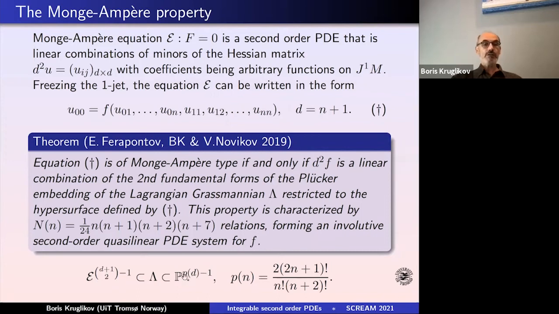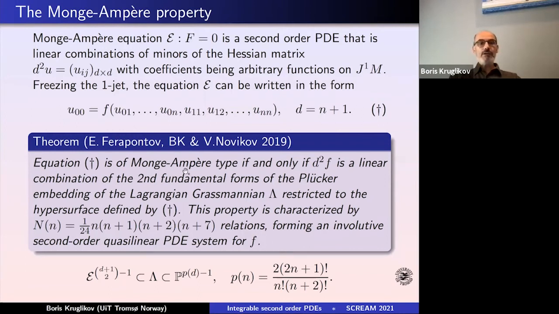The dimension of the embedding is given by a funny formula. And here's our equation. Well, I have to use a prime, right? Because I froze one jet, but it doesn't matter. Okay, so that's the hypersurface here. Epsilon is a hypersurface in Λ, and Λ is in projective space, of very big codimension. Okay, so just from projective geometry, Λ inside projective space has a bunch of second fundamental forms. Okay, projective second fundamental forms.